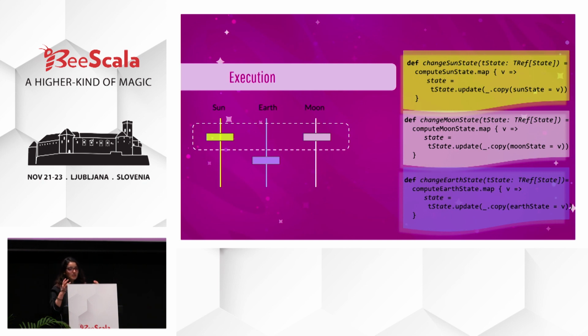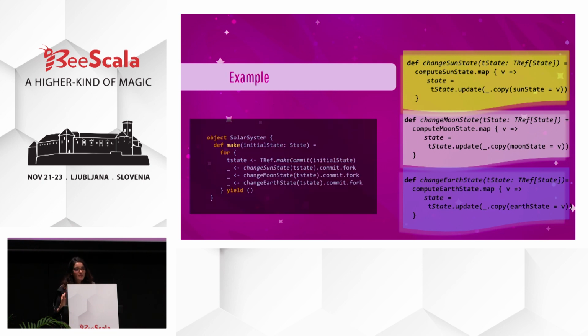Now, in case we face the same situation, that at the same point in time 2 components that are executing in parallel want to change the states, STM will retry until both of the states are computed and taken consistently, and the Earth will have the correct state.